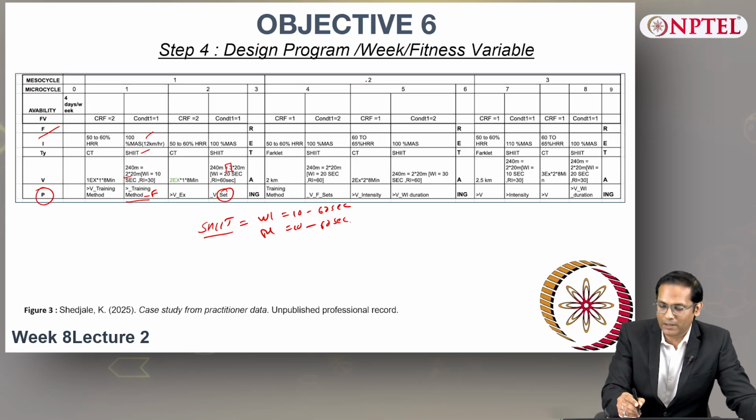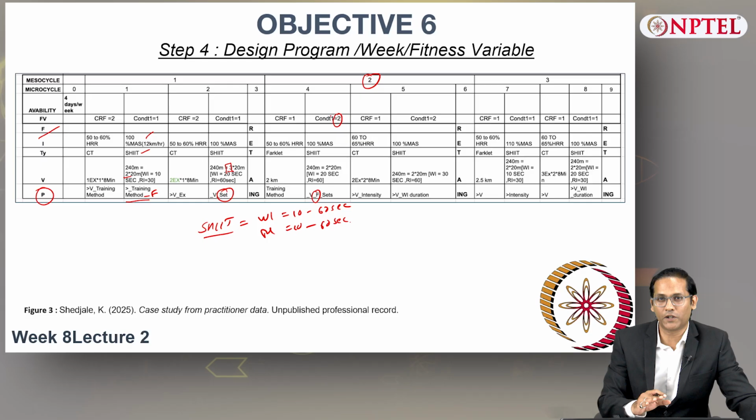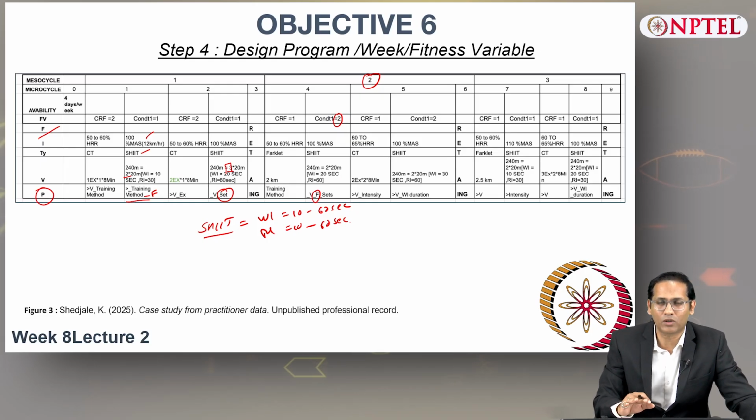Now coming to the second block, the progression for conditioning, aerobic conditioning, is given by increasing the frequency. In the earlier block, the frequency was 1, now the frequency is 2. The rest of the programming variables are kept constant, so there is no change. The only change is the conditioning drills will be done 2 times in a week.